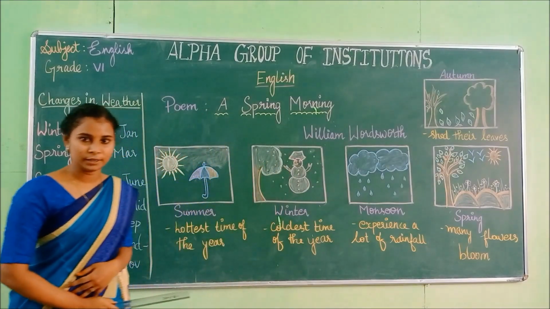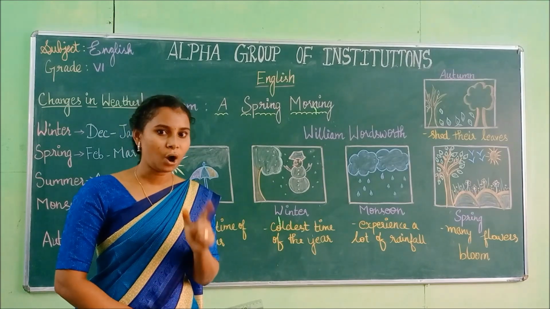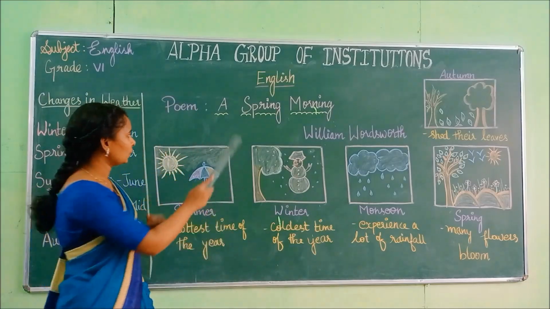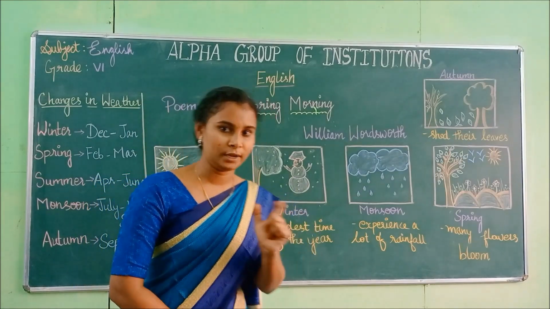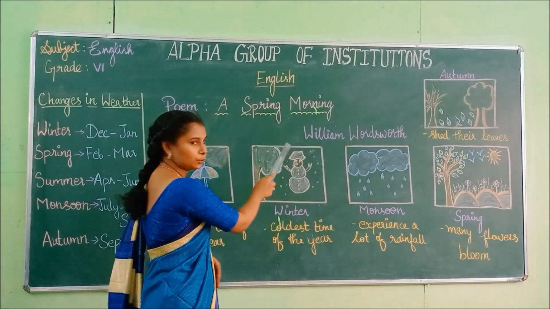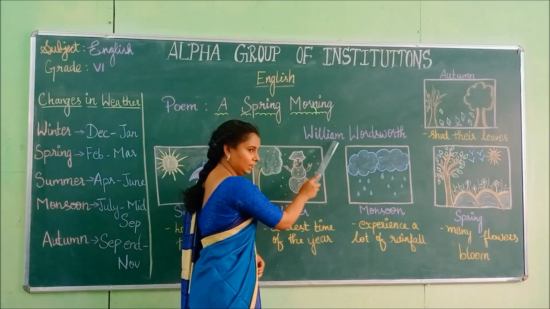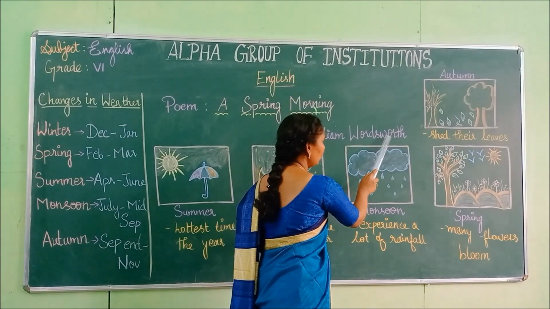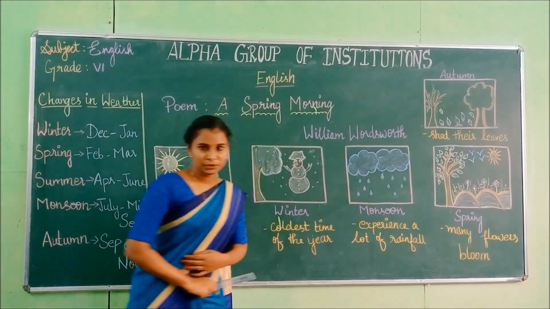So who is the poet here? So here, usually one who writes prose, we call it as author. How do we call? Yes, author. Very good. So here, a person who writes poem is called as poet. Very good. So the poet name is William Wordsworth. Can you spell? W-I-L-L-I-A-M. William Wordsworth. W-O-R-D-S-W-O-R-T-H. Wordsworth. William Wordsworth. Very good, children.